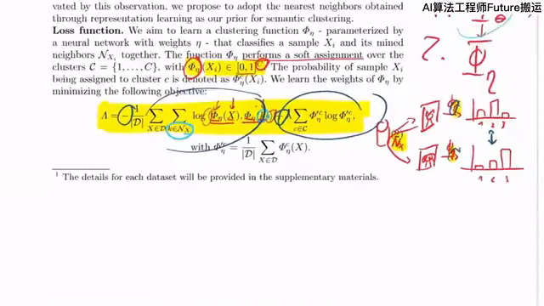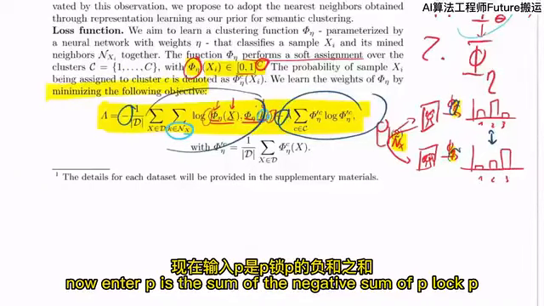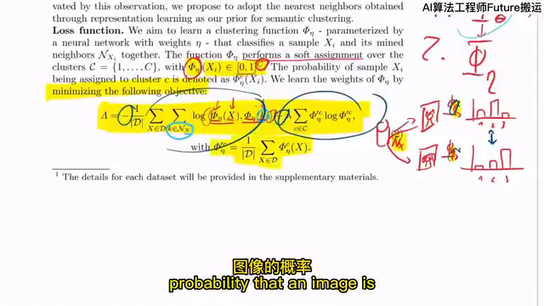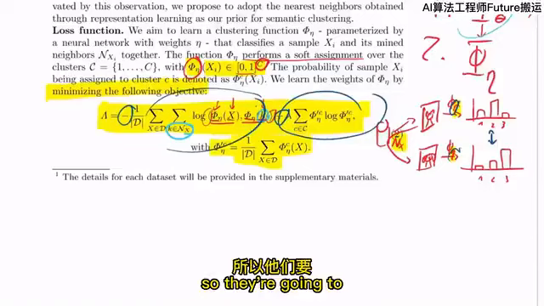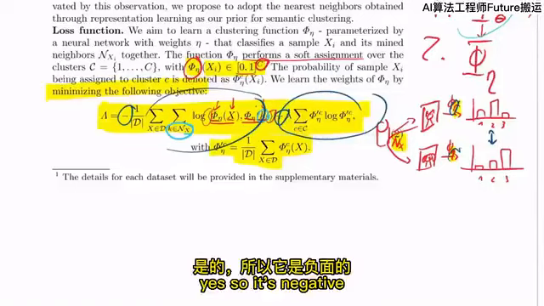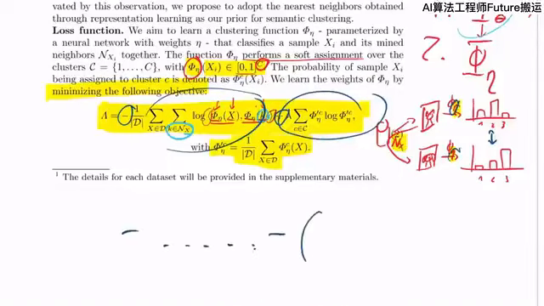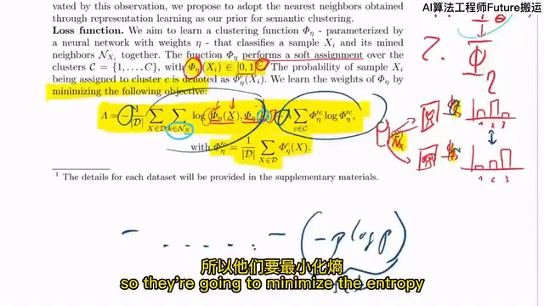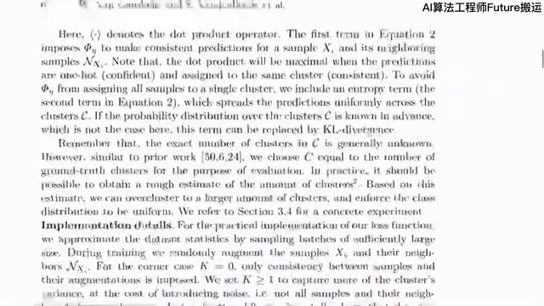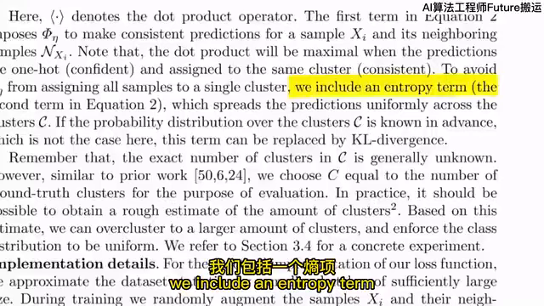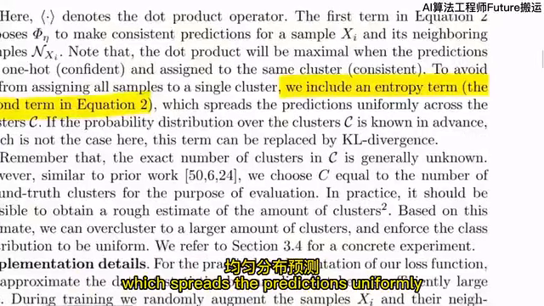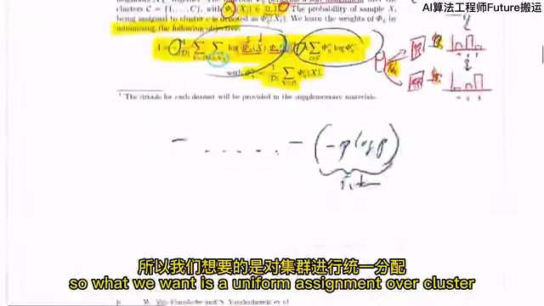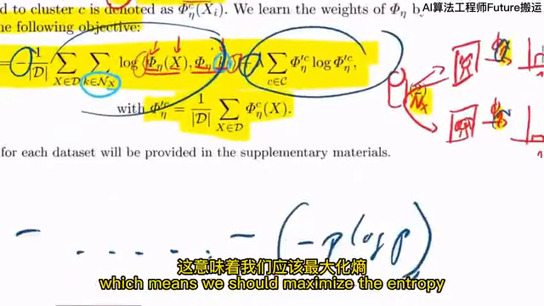Let's see what they say. By minimizing the following objective. Now, entropy is the negative sum of p log p. And if this is p, yes, this is the probability that an image is going to be assigned to cluster C over the entire data set. So it's minus p log p, and this is the entropy. So they're going to minimize the entropy. Let's see what they say. We include an entropy term, the second term in equation 2, which spreads the predictions uniformly across clusters C. Okay. So what we want is a uniform assignment over clusters, which means we should maximize the entropy.